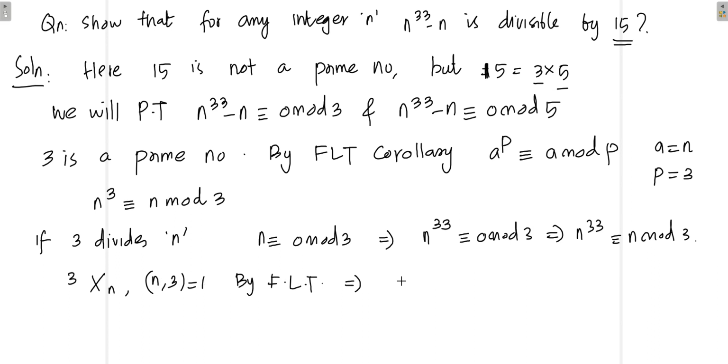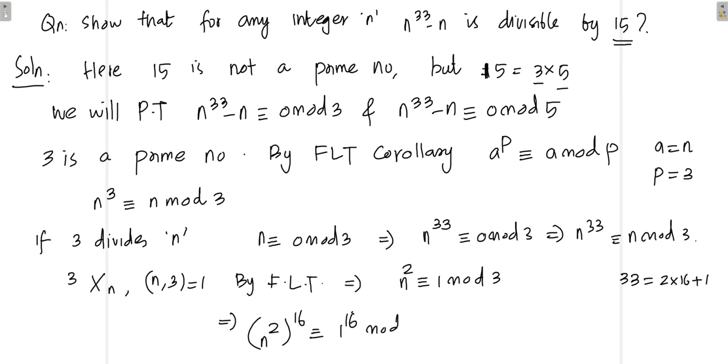Okay, using Fermat's theorem, n raised to 3 minus 1, n raised to 2 congruent to 1 mod 3 എന്ന് കിട്ടും. നമുക്ക് 33 ആണ് വേണ്ടത്. So 33 is actually 2 into 16 plus 1. So raised to 16 എടുക്കുന്നു. n squared, the whole raised to 16 congruent to 1 raised to 16 mod 3, which is n raised to 32 congruent to 1 mod 3.